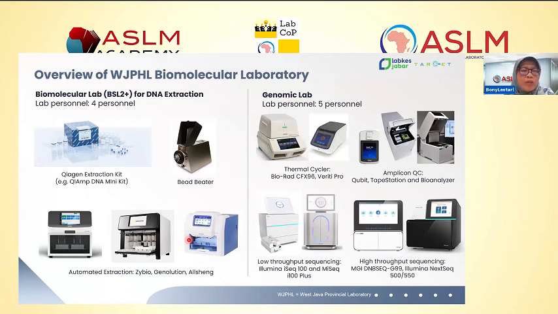Yeah, and then for the biomolecular laboratory, we have the BSL2 plus. So we have this bead beater, and a range of automatic extraction machines, the Zybio, Genolution, and Alsheng. And we also have this PCR machine for amplification. The data that I showed you was basically from running the sequencing with Illumina iSeq 100, but now we have a new machine, MiSeq i100 Plus, that can run in a shorter time. We also have a Chinese company sequencer, we call MGI Atoplex G99, that can also do tNGS. And this is the larger, high throughput machine with Nexix.